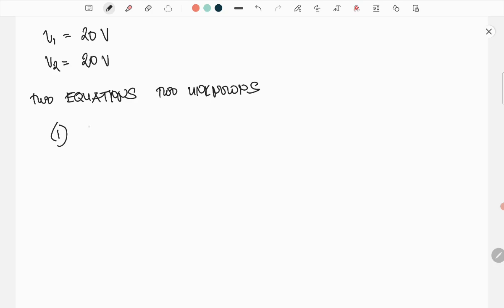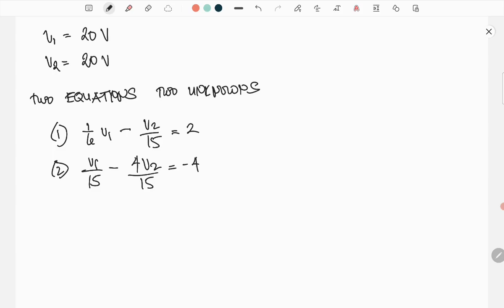For equation 1, we have 1/6 V1 minus V2/15 is equal to 2. Then the second equation is V1/15 minus 4V2/15 is equal to negative 4.